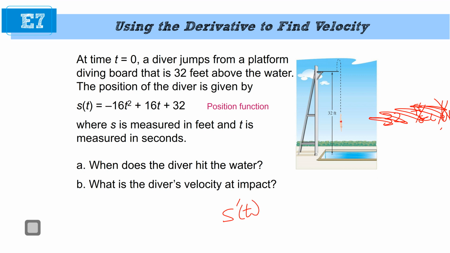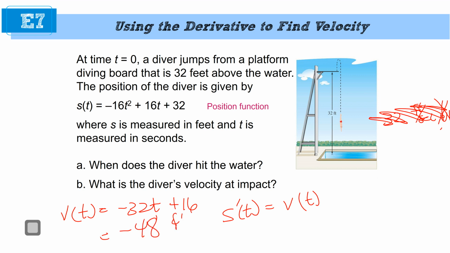The derivative of the position function is the velocity function. What's the derivative of the velocity function? Negative 32t plus 16. Good. So the velocity of this diver at any point in time is negative 32t plus 16. When they hit the water, that's it. 2 seconds. Plug 2 in there for t, and that person is traveling at negative 48 feet per second.